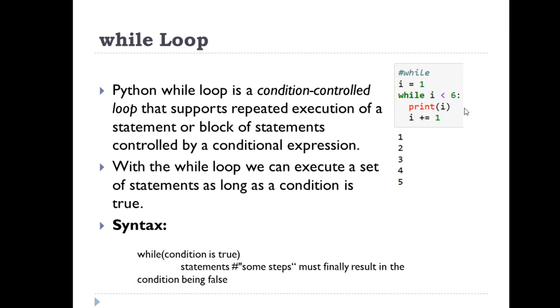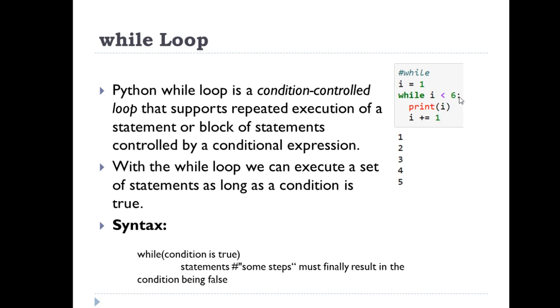Okay, so this is a simple example here. i is equal to 1. While i less than 6, remember to put a colon here. And then you can see 2 statements are part of the while condition. Indentation, you have to be very careful in Python because there are no curly brackets. So these 2 statements are part of the while condition.